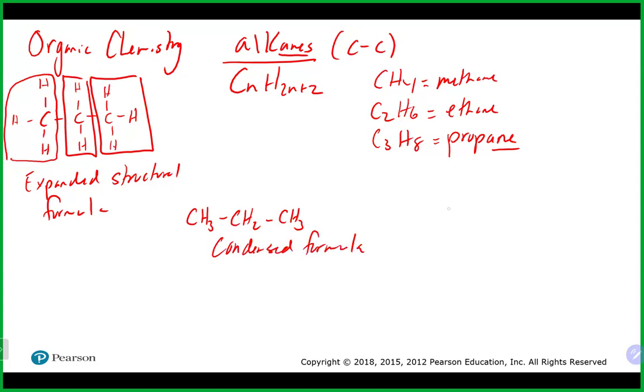We also have the line formula, which is pretty much just lines. As we talked about, at the end of each of those lines, or anywhere 2 lines or multiple lines come together, those are carbons. So this would be our line structure. And obviously, we also have our regular molecular formula, where C3H8 is our molecular formula.